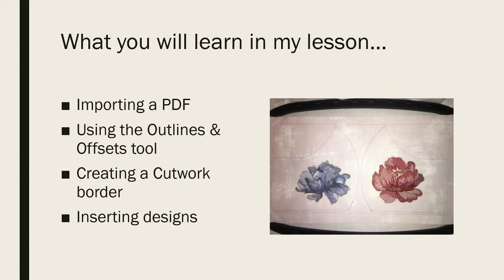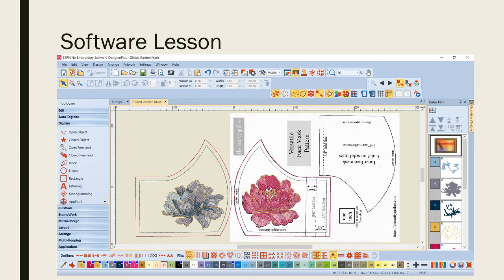What you're going to learn in my lesson instead, it's going to be a simpler lesson. It's not going to take as long, but that's okay. We're going to learn how to import a PDF, because I love that we can do that. We're going to learn about using the outlines and offsets tool, specifically the offset tool part. We're going to create a cutwork border, and then we're going to look at inserting designs and pulling only the part you want. So we're going to jump right over to our software lesson.